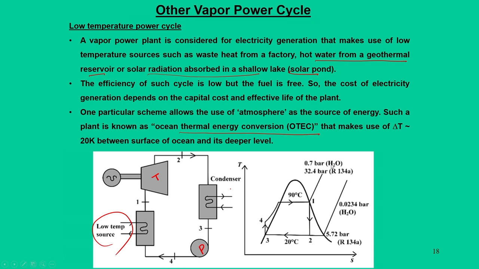So, you have to think about some kind of refrigerant; R134a is one such case. This can operate at pressures in the range of 32.4 bar to 5.72 bar. So, this number tells you that by considering different refrigerants as a power cycle fluid, one can think of the Rankine cycle operating as a low temperature power cycle.